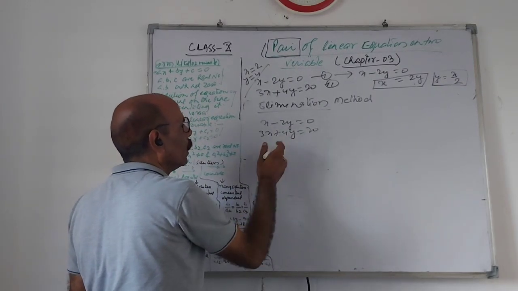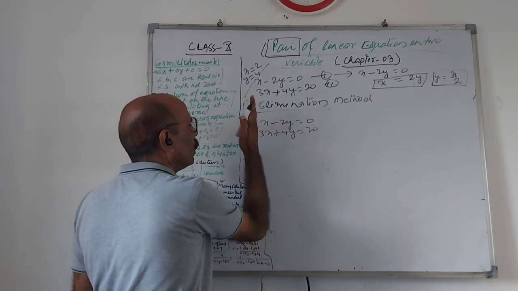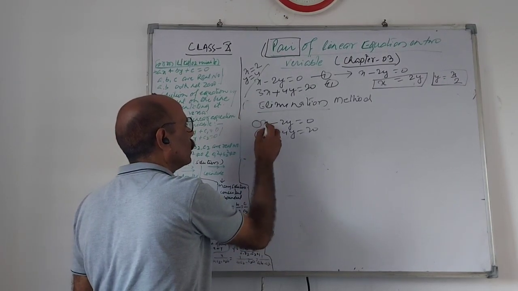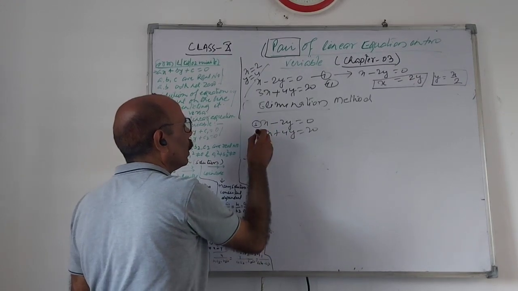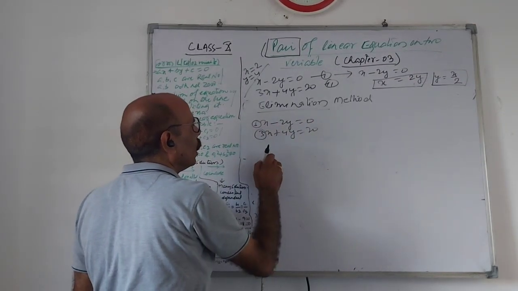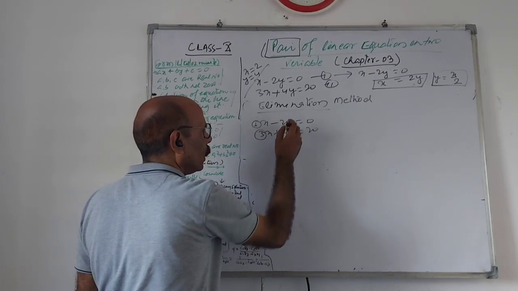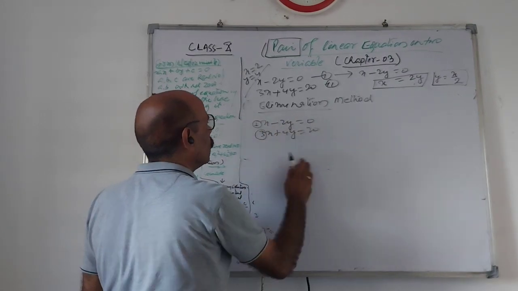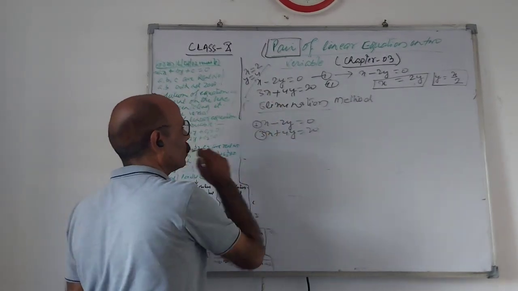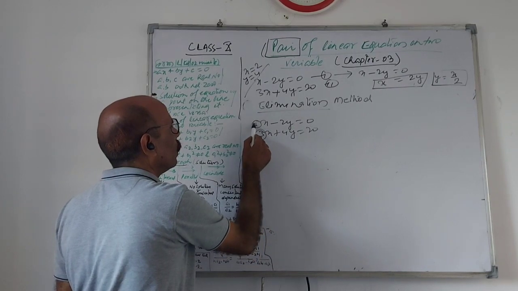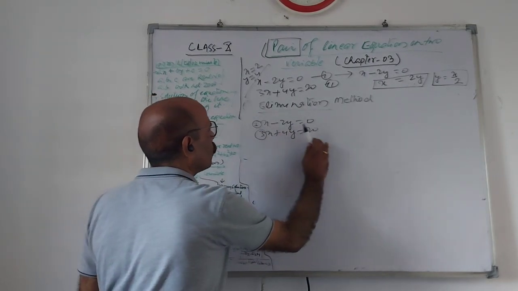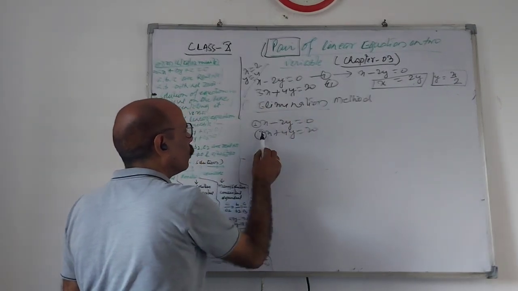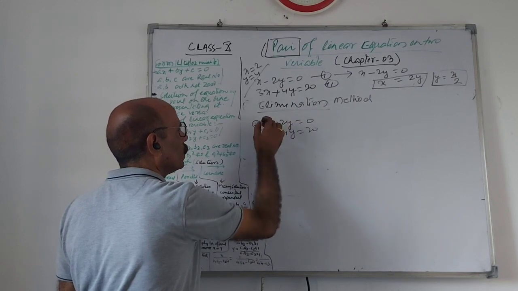In this method, if you want to eliminate x, then the coefficient of x, here it is nothing, meaning 1, has to be multiplied with the full second equation. If you want to eliminate y, then the coefficient of y is multiplied with the full equation. Here, suppose you want to eliminate x. So multiply the full equation 2 by 1 and the full equation 1 by 3.